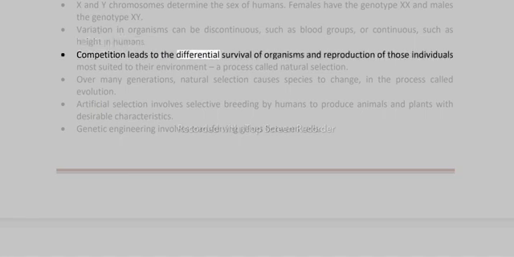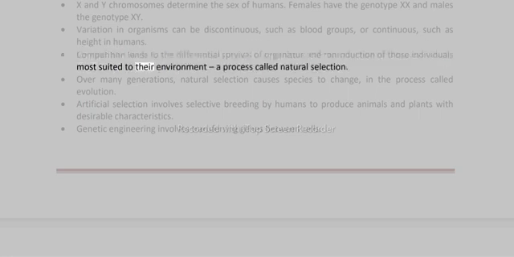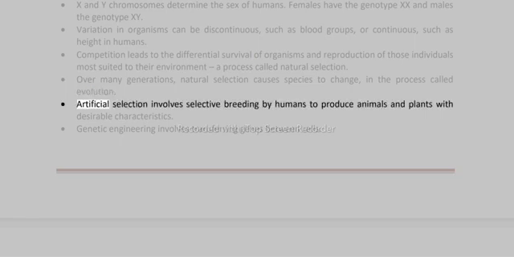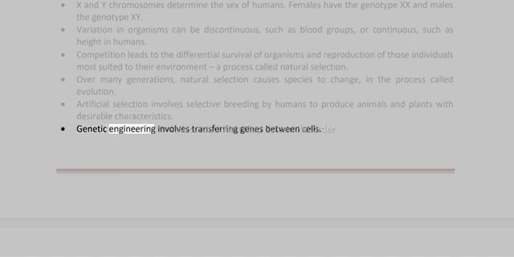Competition leads to the differential survival of organisms and reproduction of those individuals most suited to their environment, a process called natural selection. Over many generations, natural selection causes species to change, in the process called evolution. Artificial selection involves selective breeding by humans to produce animals and plants with desirable characteristics. Genetic engineering involves transferring genes between cells.